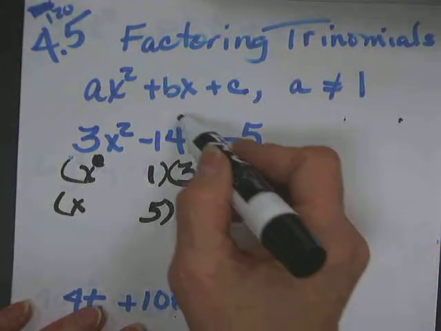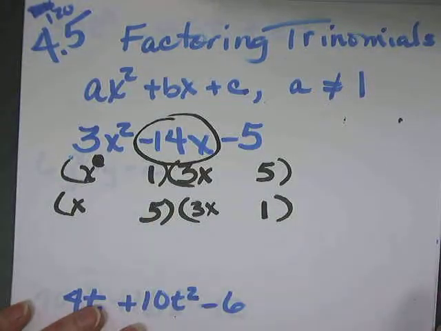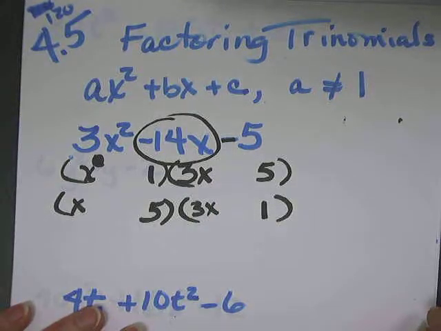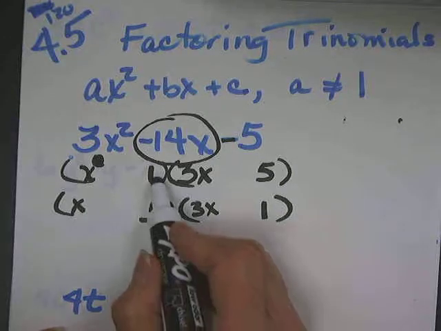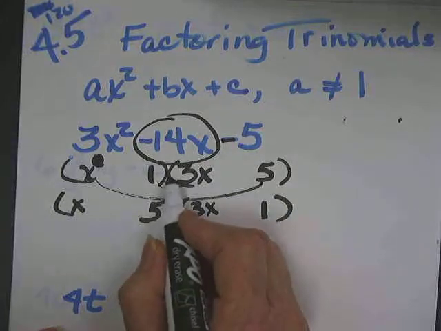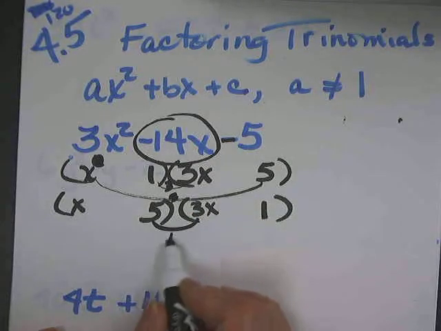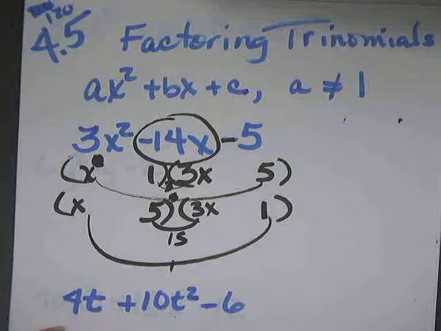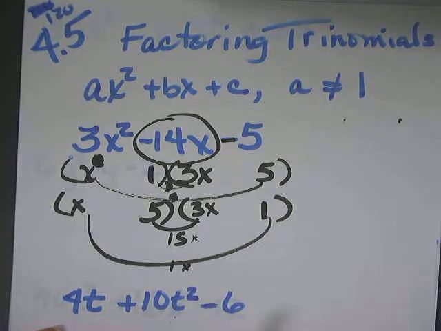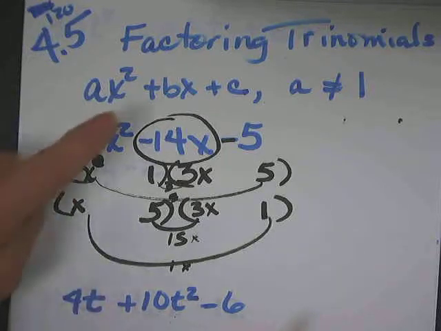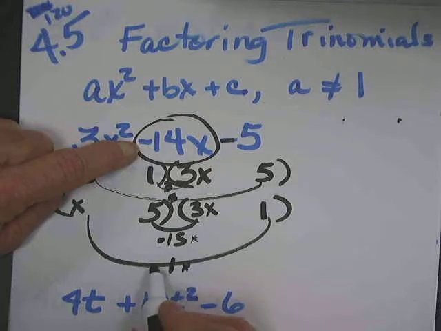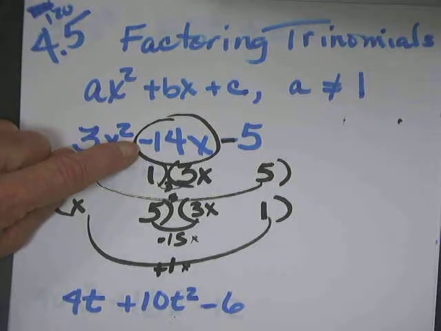Okay, so what you need to do is find a way to get negative 14. They're going to be different signs. You can already tell they're going to be different signs. So this gives you a 3 and a 5, your inside and outside. 3 and 5. This gives you a 15 and a 1. It's going to be the 15 minus 1. 15 and 1. They subtract to give you 14. How are we going to get a negative 14? The 15 has to end up negative and the 1 has to be positive.